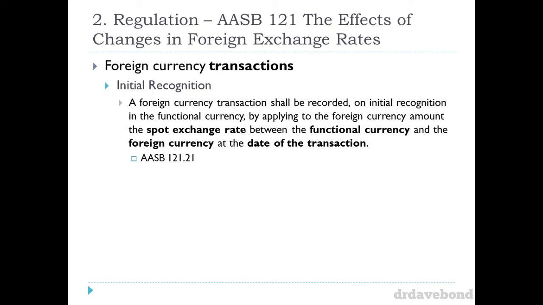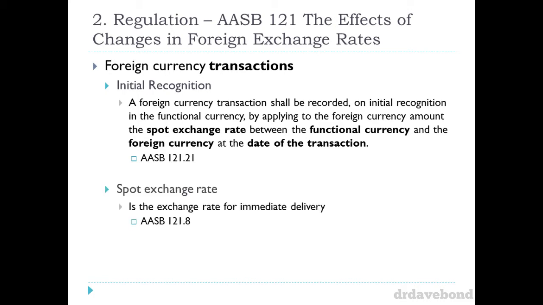So what we're interested in is, what is the exchange rate? What is the spot exchange rate? So the definition comes up in a second. It is the exchange rate for immediate delivery. So what is the rate of the Aussie dollar to the Great British pound at the date in which that loan actually occurs? So that's the spot rate, and we record it in the functional currency, so in Aussie dollars, by applying the foreign currency amount to the spot exchange rate between the functional and the foreign currency at that date of transaction. So that's not that controversial. It's fairly easy to make happen as well.